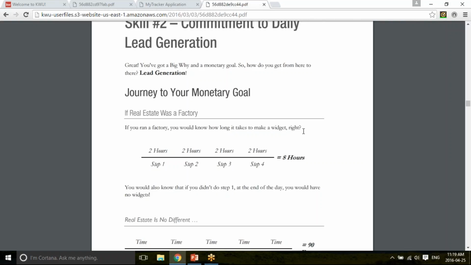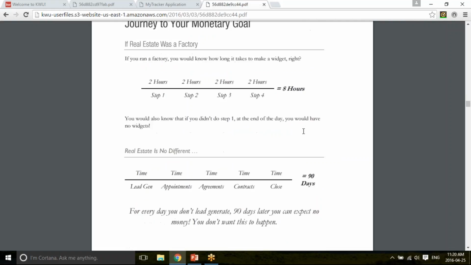So real estate is no different. How long does it take you to do your lead generation? How long do your appointments take? My appointment time used to be really long because I know it'll be shocking to you, but I can talk a lot. So when I used to go on listing appointments, I was there for a really long time. What's a really long time? Like 2.5 hours. That's a long time. I probably had the listing in the first 20 minutes, but you know, just making sure.